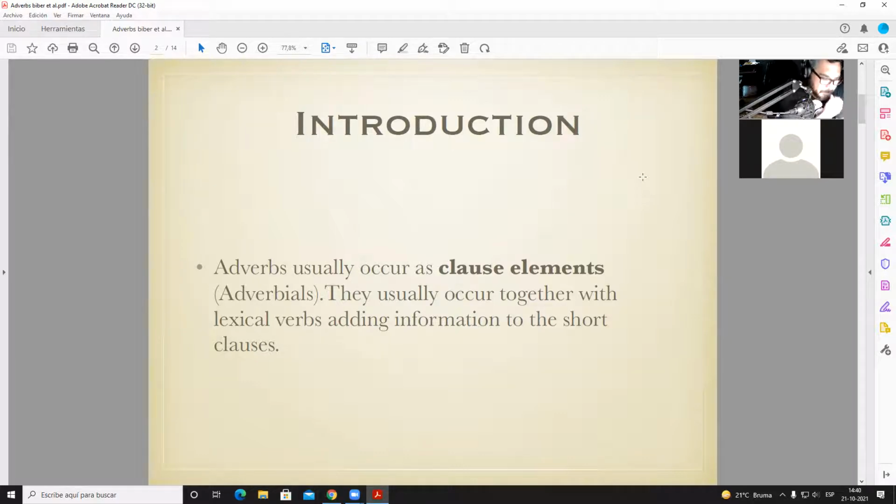Lexical verbs are verbs that carry lots of information, right? Because that's why they're lexical. The other verbs are functional verbs.